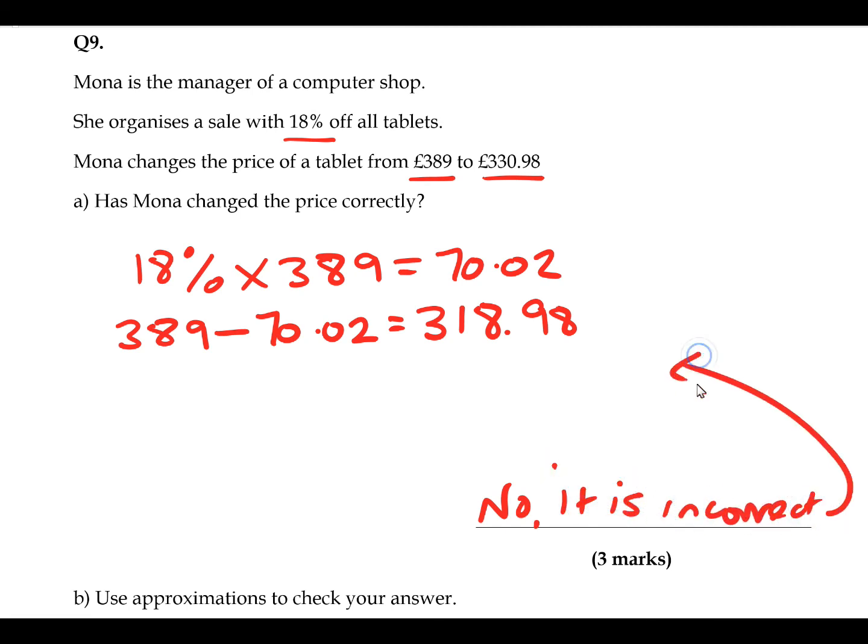And the working out that justifies this answer is here. She's actually reduced it to £330.98 when it should have been £318.98.